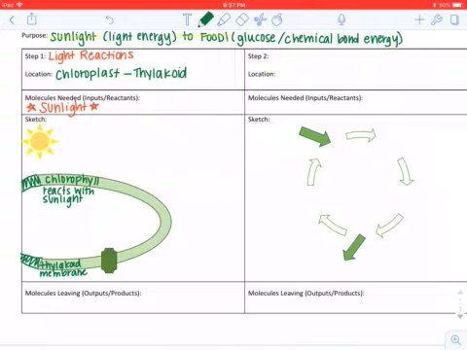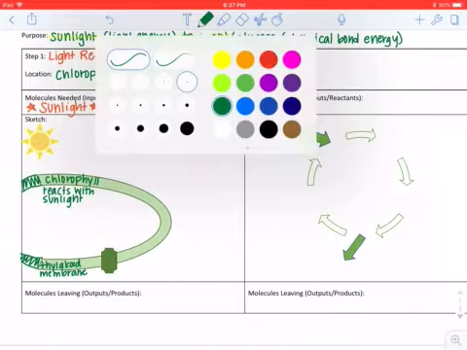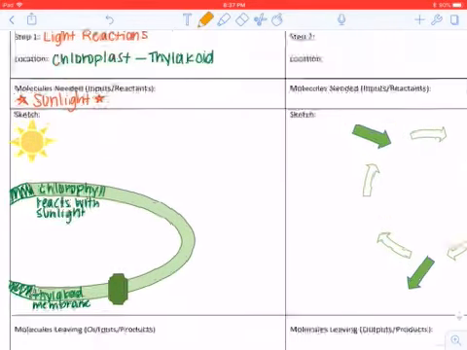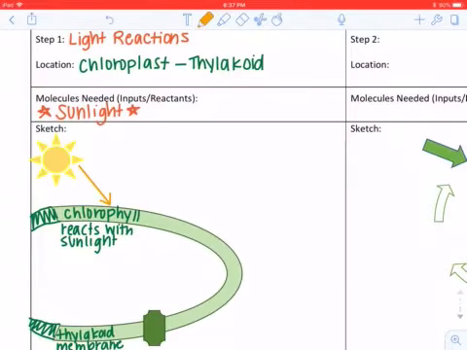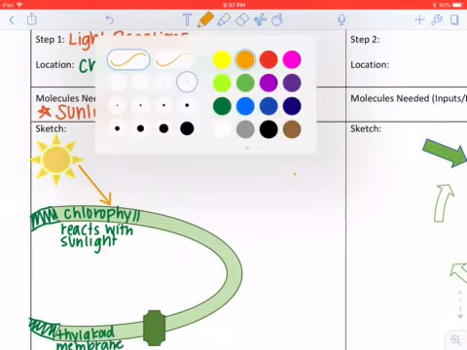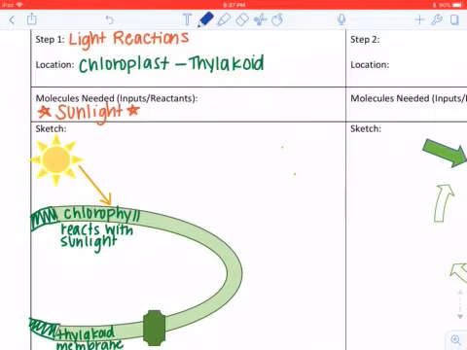We said it's called the light reactions because sunlight is needed. What's going to happen is the sunlight's going to shine in and hit the special compound called chlorophyll. That's the green pigment in the plants. And this chlorophyll reacts with sunlight. It creates energy for it. This energy is so strong that it's going to actually split water.